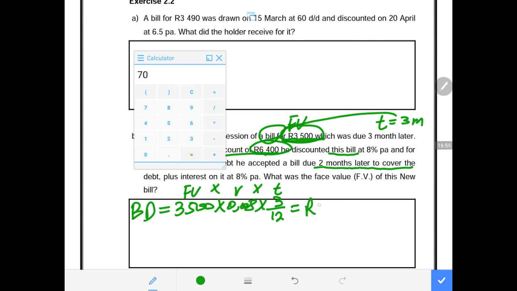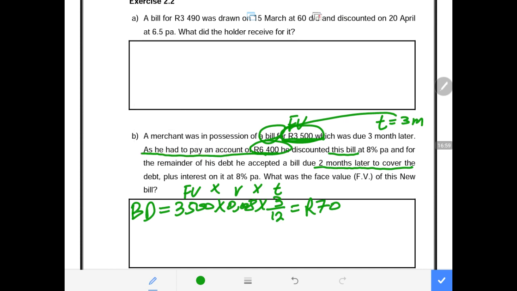And we can see that the interest that will be charged by the bank is 70 rand, meaning the merchant will receive this amount called cash value.